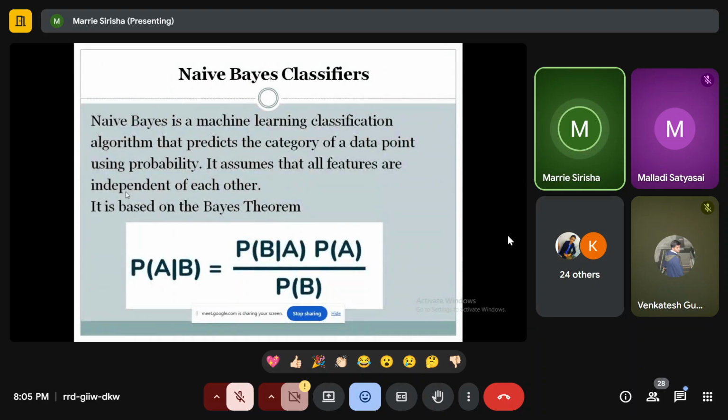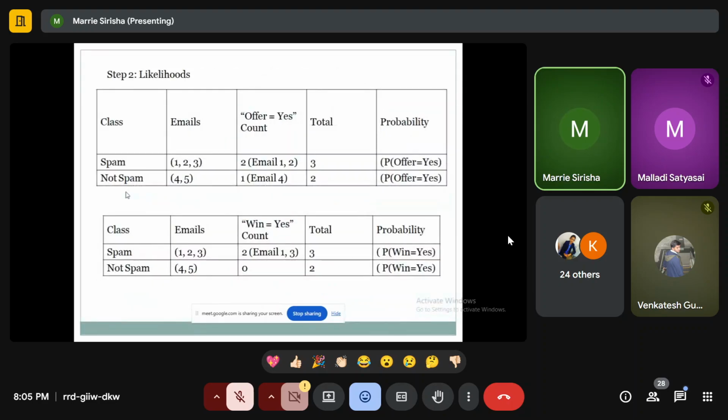ఇదే ఫార్ములా కానీ ఇన్ టర్మ్స్ ఆఫ్ స్పామ్ ఆర్ నాట్ స్పామ్ లో తీసుకుంటున్నాం మనం. ఏ అయితే స్పామ్, ఏ ఇస్ నథింగ్ బట్ యువర్ స్పామ్ అండ్ బి ఇస్ నథింగ్ బట్ నాట్ స్పామ్. డోంట్ గెట్ కన్ఫ్యూజ్ హియర్.